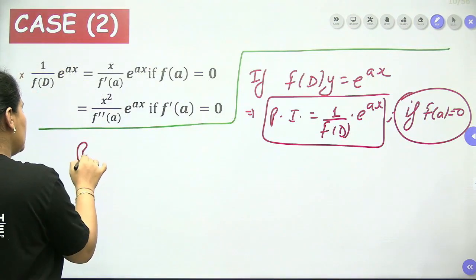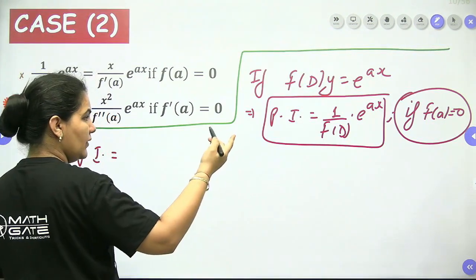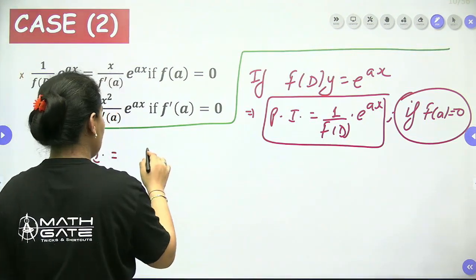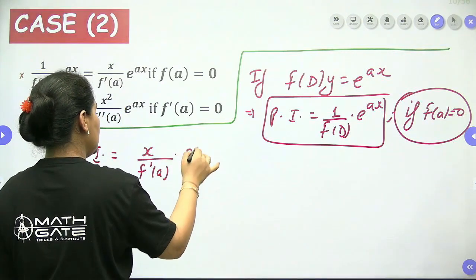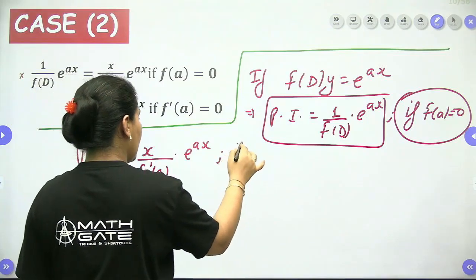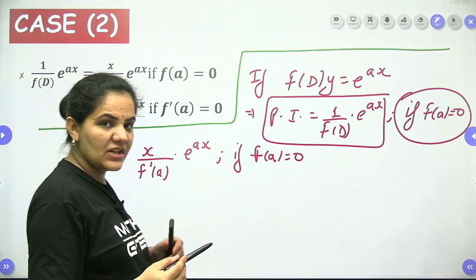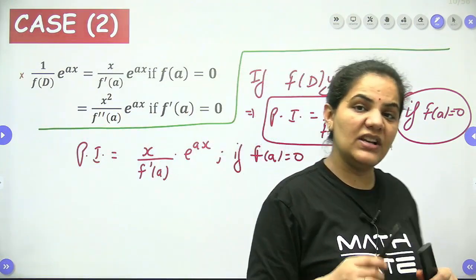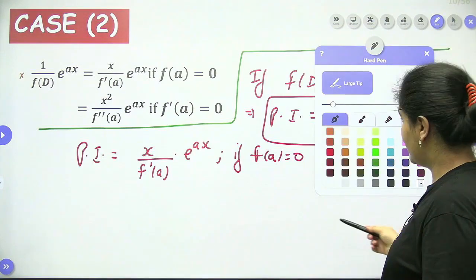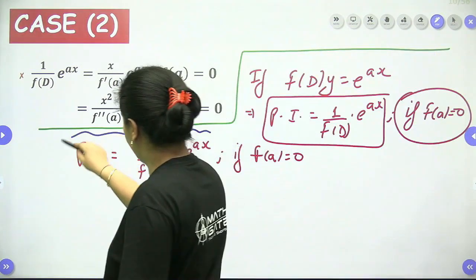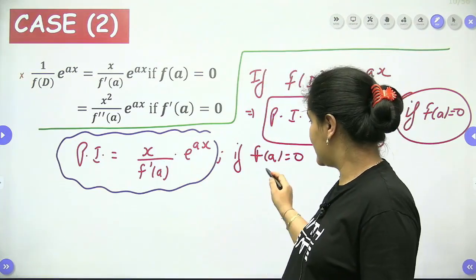When it's equal to 0, dear students, you differentiate this with respect to e to the power ax. When you differentiate, it will be x by f dash a into e to the power ax. This is possible when f of a is equal to 0. So we convert the PI into this form: x by f dash a into e to the power ax, if f of a is equal to 0.